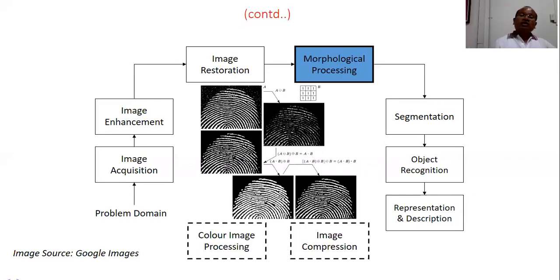So as I told you, there are many more components like segmentation, object recognition, representation and description, color image processing, image compression. These are other components which we will discuss in the next lecture. But before we close, let's sum up what we have discussed today.